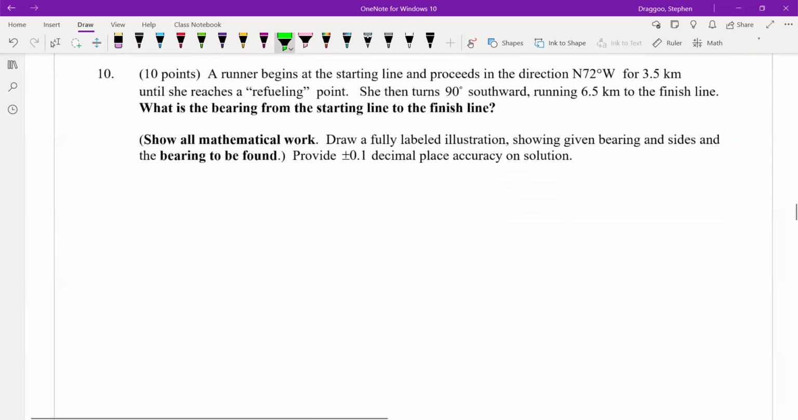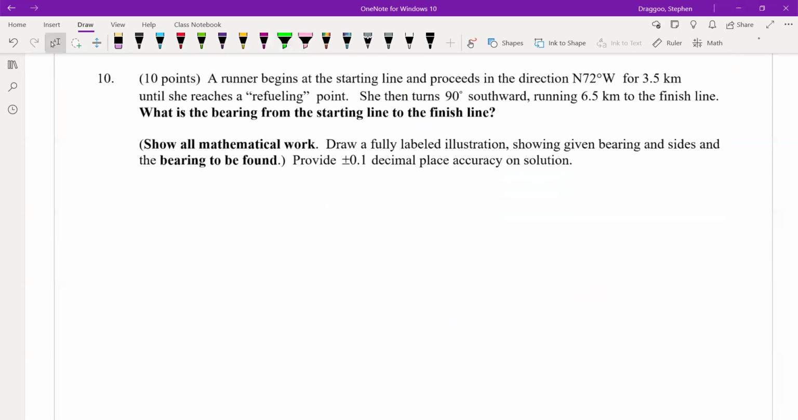Moving on. Another word problem. This one's got a bearing involved. So let's see what we've got going on. Runner begins at the starting line of some race, presumably proceeds in a direction of 72 degrees west of north, 3.5 kilometers till she reaches the refueling point, turns 90 degrees southward, running 6.5 kilometers to the finish line. Figure out the bearing from the start to the finish.